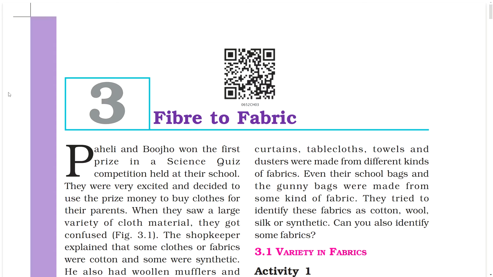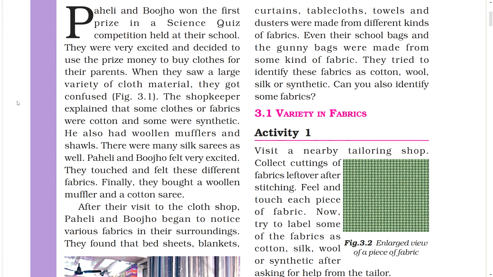When they saw a large variety of cloth material, they got confused. The shopkeeper explained that some clothes or fabrics were cotton and some were synthetic. He also had woolen mufflers and shawls. There were many silk saris as well.